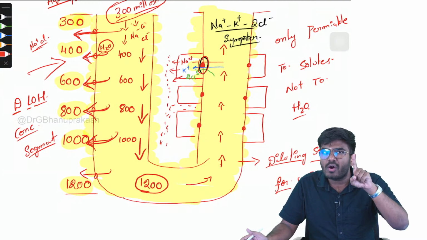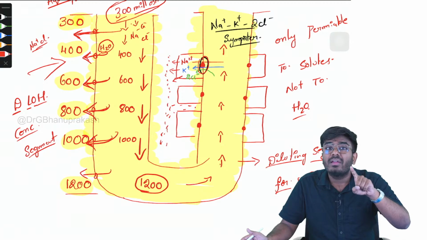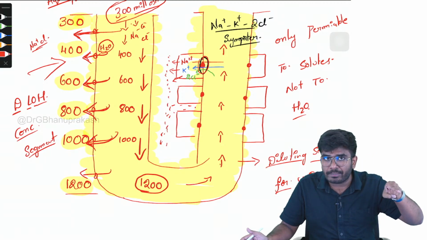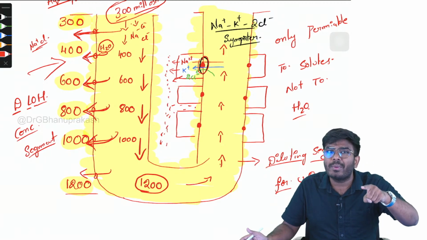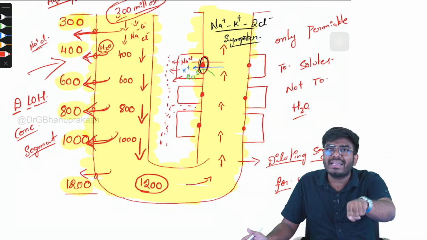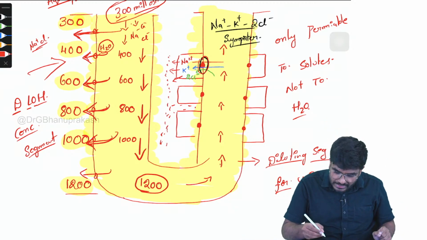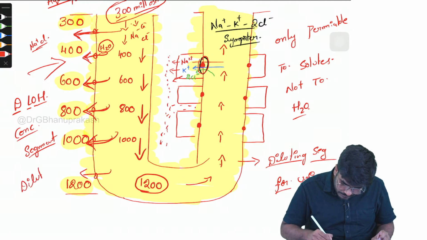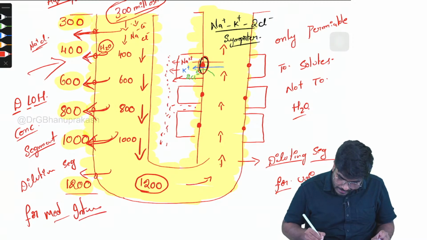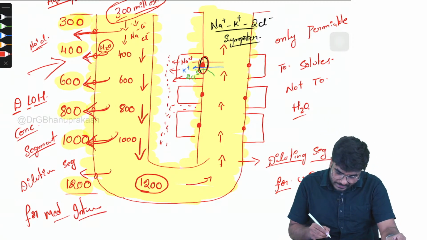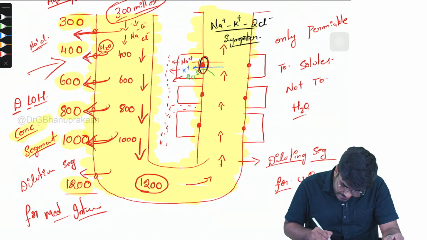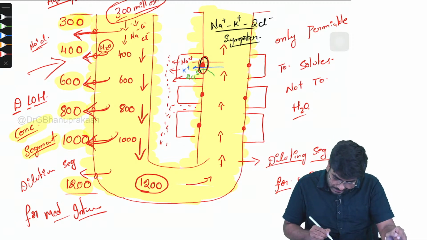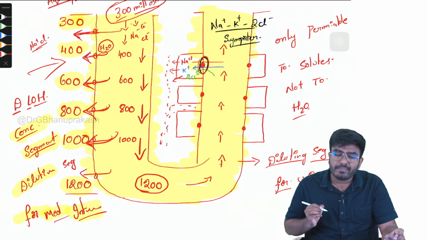So, try to understand the keywords. The descending limb of loop of Henle, what is it doing to the medullary interstitium? It is diluting the medullary interstitium but concentrating the urine. So descending limb of loop of Henle is a concentrating segment for urine, but a diluting segment for medullary interstitium.